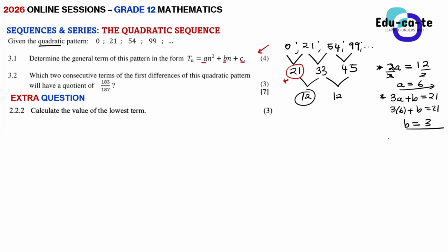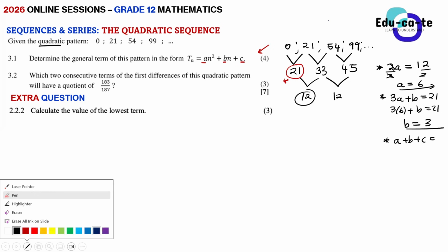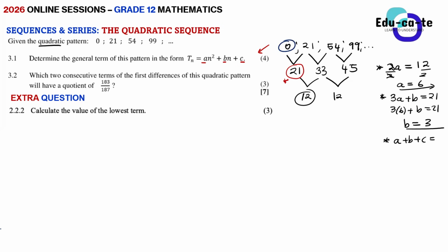And then to find the value of C, you just say A plus B plus C is equal to the first term of the quadratic sequence, and in this case the first term of the quadratic sequence is 0. So A plus B plus C must give us 0. The value of A is 6, the value of B is 3. We substitute, so C here must be equal to -9. All right, so you already have the values of A, B, and C. So you can say therefore the general term Tn is equal to 6n squared.